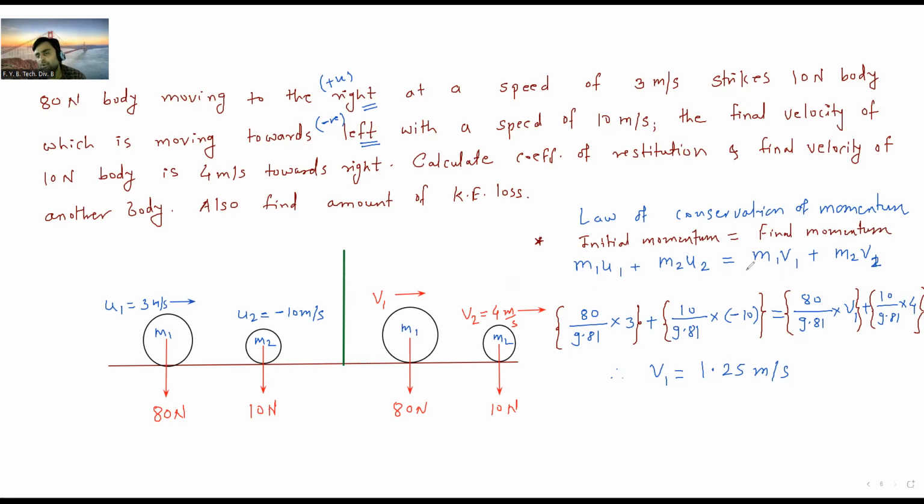Here m1 u1 is equal to m1 v1. Initial momentum, final momentum. What is momentum? Momentum is nothing but mass into velocity. That is nothing but momentum. So this is the v1.